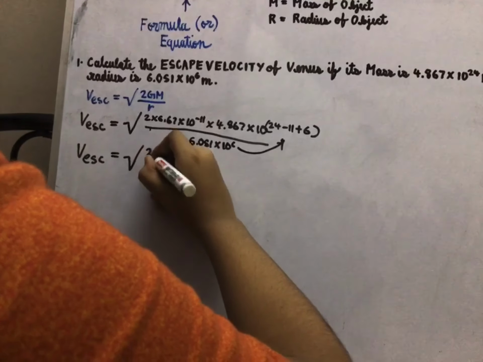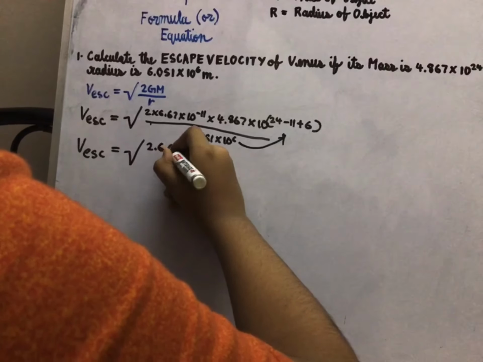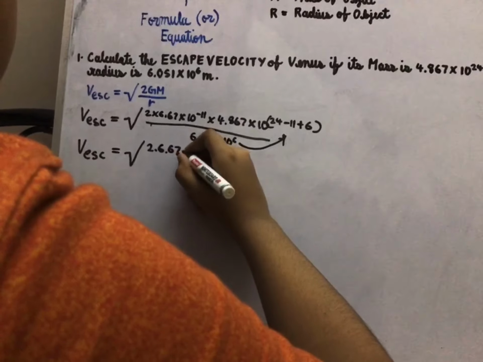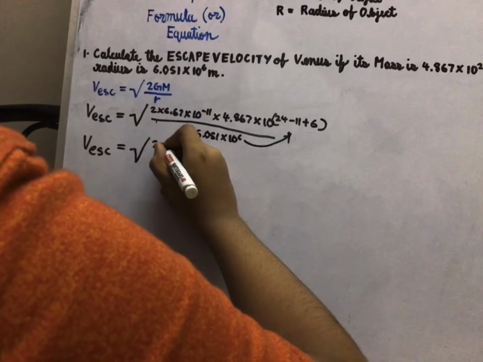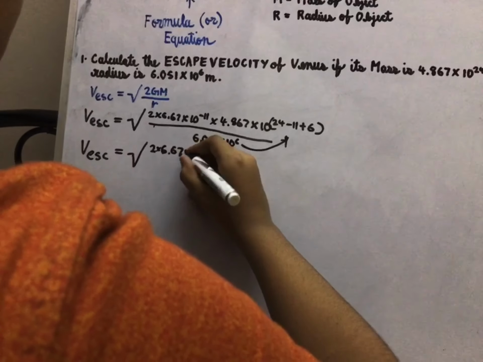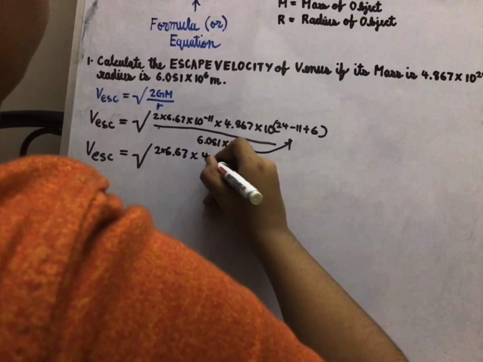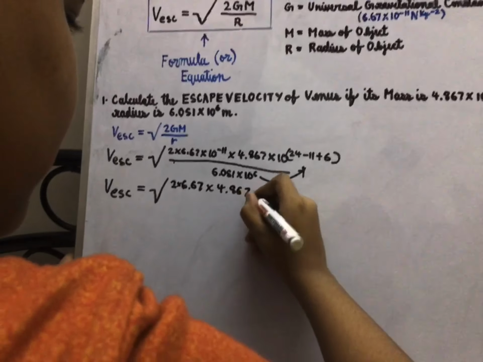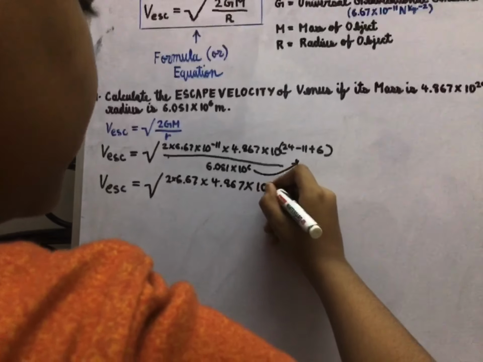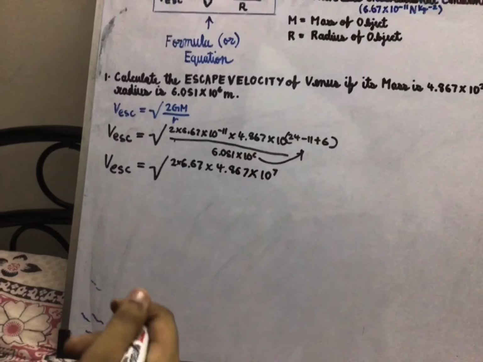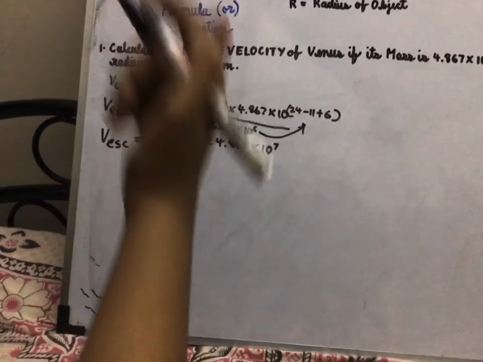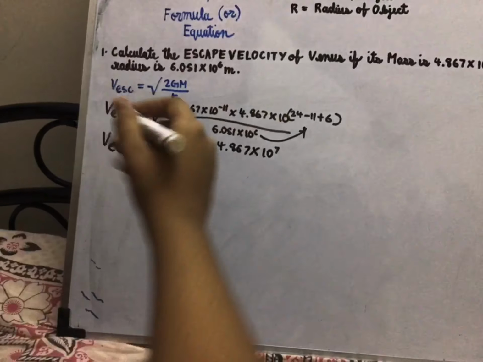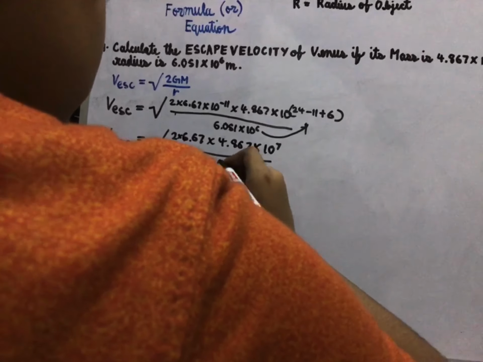of 2 into 6.67 into 4.867 into 10 to the power 7. So 24 minus 11 plus 6 is equal to 24 minus 17, which is equal to 7, whole divided by 6.051.